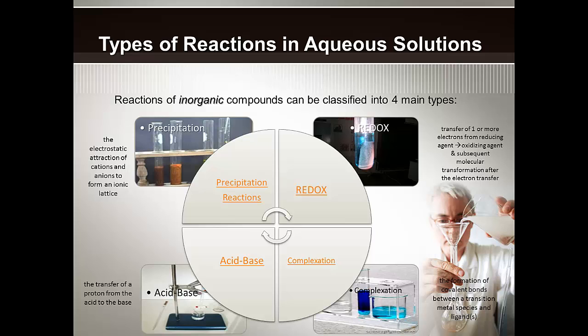So precipitation reaction, this is the electrostatic attraction of cations and anions to form an ionic lattice. And what we're seeing with precipitation reactions is that we're forming a solid in an aqueous solution. So we're starting with some solution or 2 solutions that we're going to combine together, and we're going to see a solid forming. In a redox reaction, we've got the transfer of 1 or more electrons from reducing agent to oxidizing agent, and then you've got a subsequent molecular transformation after the electron transfer. We'll have a look at these in more detail later on.